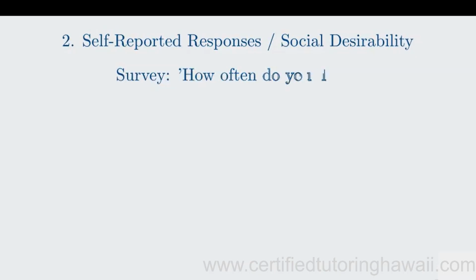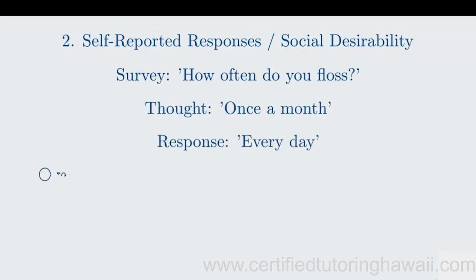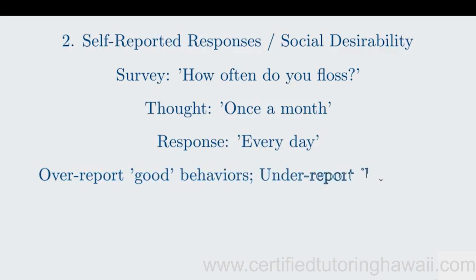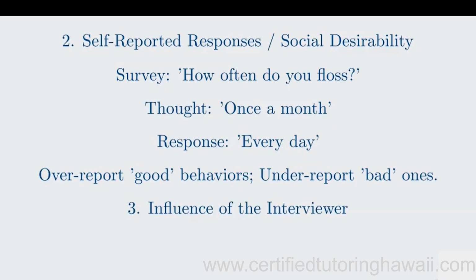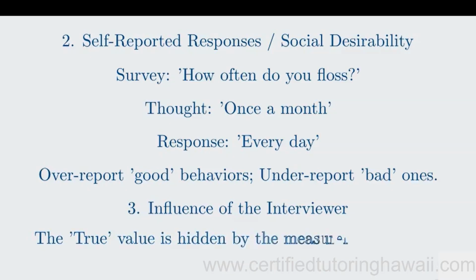Another form is when people lie to appear better. Imagine a survey question asking, "How often do you floss?" An individual might think, "Once a month," but check the box for every day. If you ask people if they voted or how often they exercise, they tend to over-report good behaviors and under-report bad ones. The person asking the questions can also influence the answer. If a police officer in uniform asks a teenager if they have ever broken the law, the response might be different than if a peer asked the same question. In all these cases, the measurement process itself systematically pulls the result away from the truth.